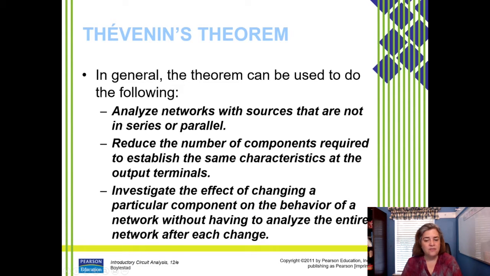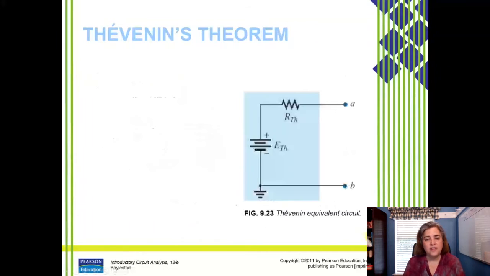You can investigate the effect of changing a particular component on the behavior of the network without having to analyze the entire network after every change. In your labs for mesh and nodal analysis, we changed a resistor, and you had to go back and do mesh and nodal analysis a couple of times, and it can be difficult to do when you change all of your equations. With Thevenin's theorem, however, we can take the portion of the circuit that you're not going to change and reduce that down to just a voltage source and a resistor, and that makes the analysis much easier if you want to continually change that load resistor, as we did in the lab.